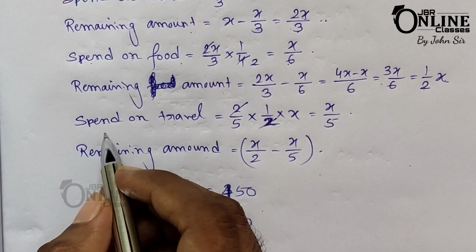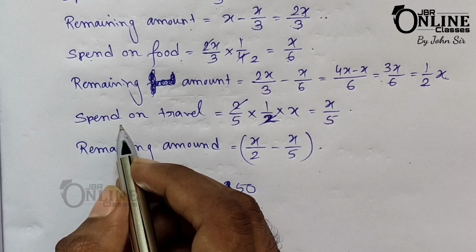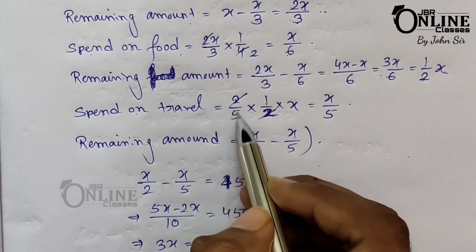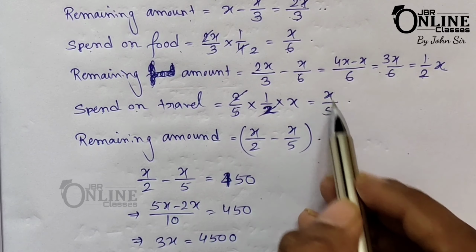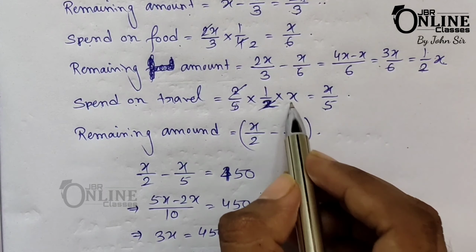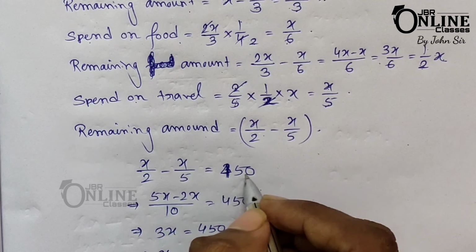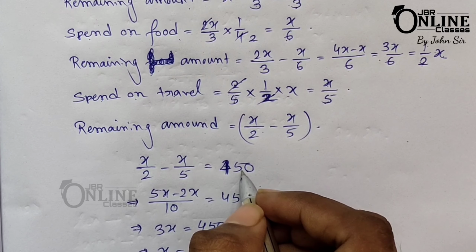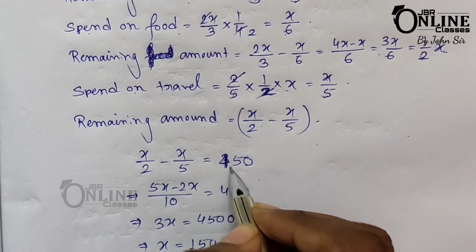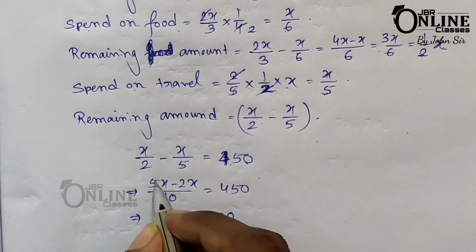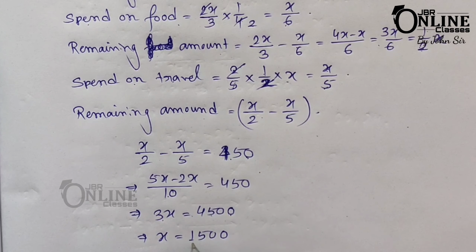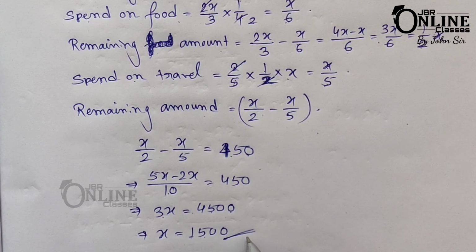After that 2/5 of the remaining on travel, so the spend on travel is x by 2 into 2/5. So here 2 cancels out, and it becomes x by 5. So after that the remaining amount equals x by 2 minus this one, and you will get 450. According to the problem, he had 450 rupees left. So x by 2 minus x by 5 equals 450. LCM equals 10, 5x minus 2x equals 3x. So 3x equals 4500, and x equals 1500. So 1500 is the answer.